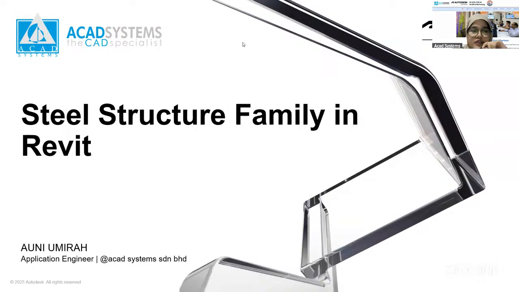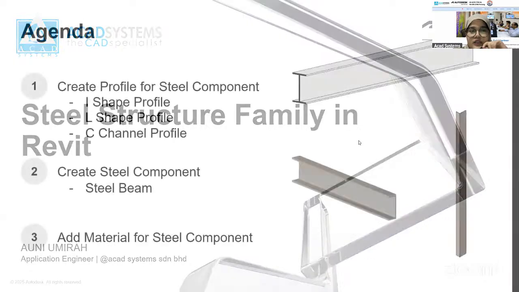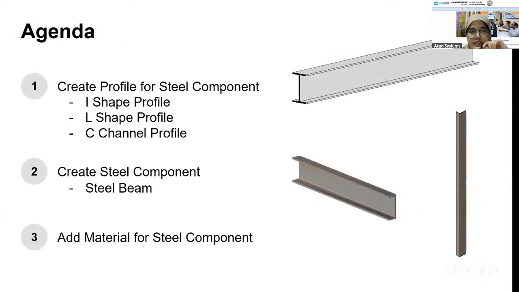All right, so let me just share our agenda for today's lesson. So first, I'm going to show you how to create a profile for our steel component. Actually, this profile can be applied if you want to create a steel beam, a steel column, or railing. So any steel component can be created from this profile. I'm going to create three types of profile, which are the I-shaped profile, L-shaped profile, and C-channel profile.